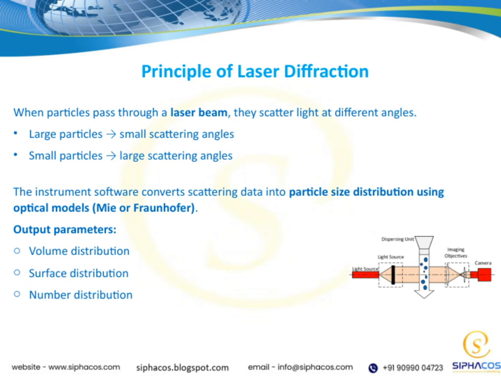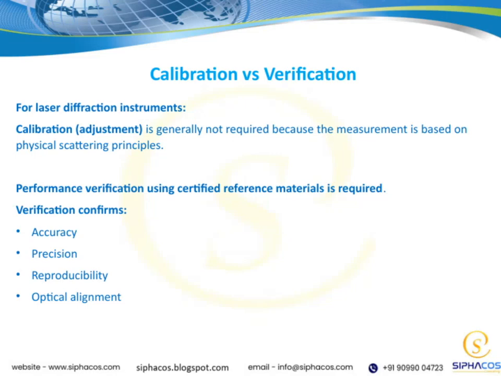Let's talk about calibration versus verification when it comes to laser diffraction instruments. Now, calibration, which is essentially an adjustment, is generally not needed here. That's because these instruments rely on physical scattering principles, which are quite stable and well understood. So, in most cases, we don't have to calibrate them like we might with other devices. However, performance verification is still essential, and that's where certified reference materials come into play. Using these reference materials, we can verify that the instrument is performing correctly.